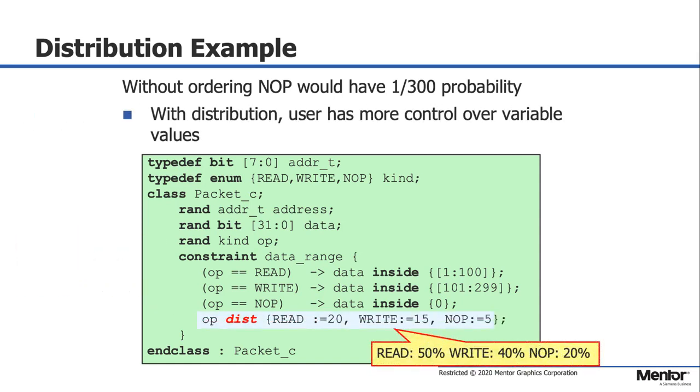And so there's this dist constraint where we can actually tell it what we want the different weights to be. So here we've given read a weight of 20, write a weight of 15, and no op a weight of 5. So this means that read will have a 50% chance of being true, write has a 40% chance of being true, and no op has a 20% chance of being true.